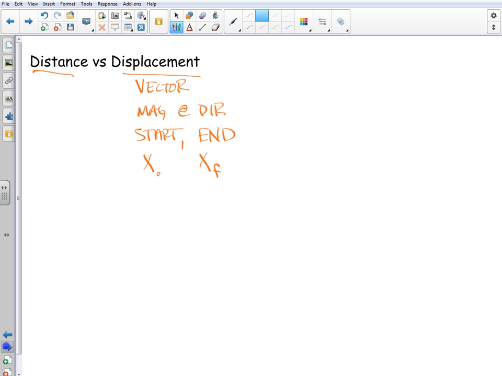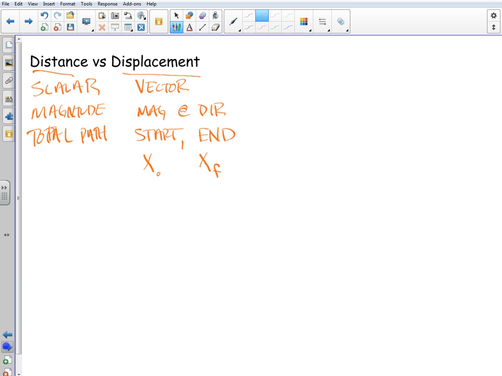So distance, on the other hand, is a scalar quantity and doesn't involve direction, so just magnitude. And it is the total path. It considers the total path, not just your starting and ending.